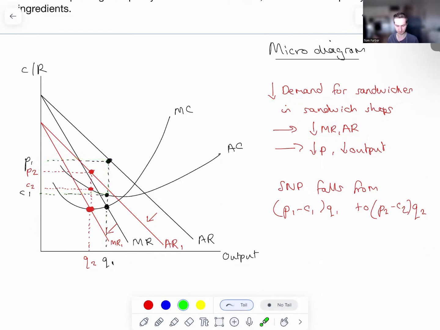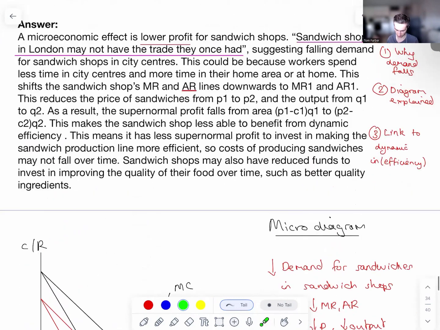This area here. Now, when MR and AR shift left, profit maximization occurs where MC equals MR1, this point here, that's output level Q2. Again, we dot up to the new AR line to give us the price, P2. So the price has fallen, and the quantity of output has fallen as well. And we dot down to get the average cost, C2. So the supernormal profit, P2 minus C2 times Q2, is now smaller. That's fallen as well. Let's get back to the commentary in the first paragraph.